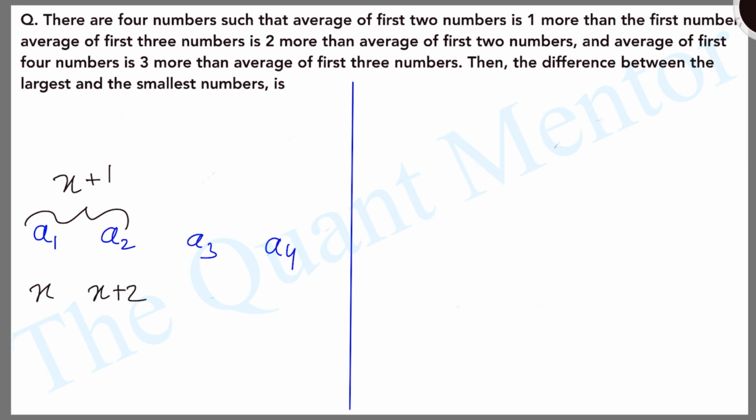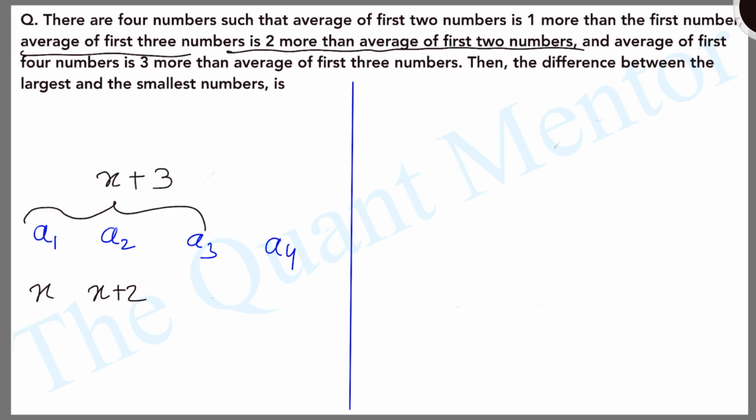Now the next part says the average of the first three numbers is 2 more than the average of the first two numbers. And we know the average of the first two numbers is X + 1. So the average of the first three numbers will be 2 more than this. It will be X + 1 + 2, or X + 3. So I'll write it here. The average of the first three numbers is X + 3.